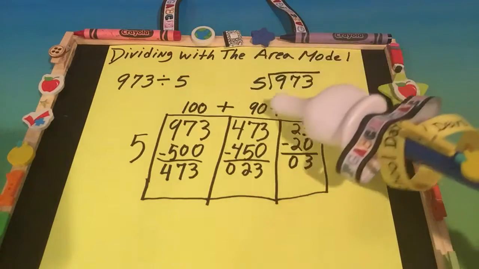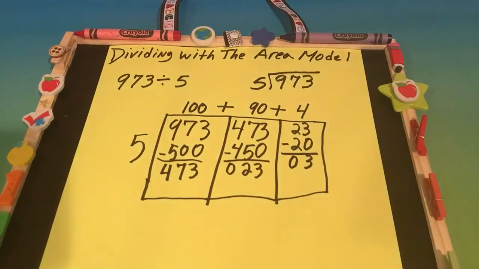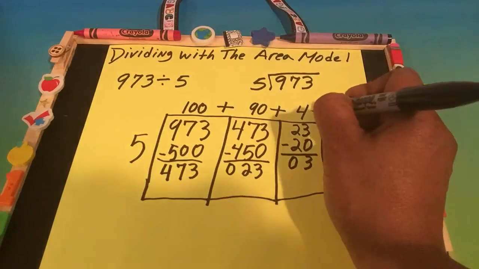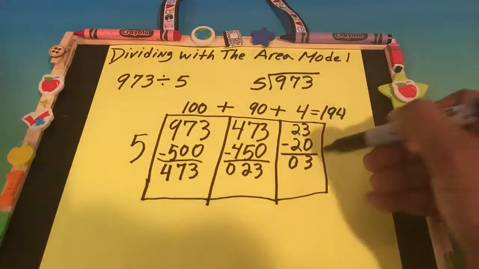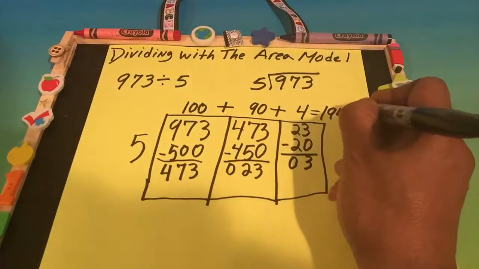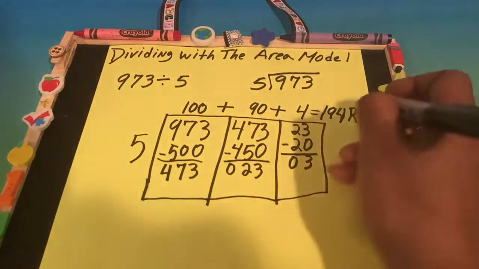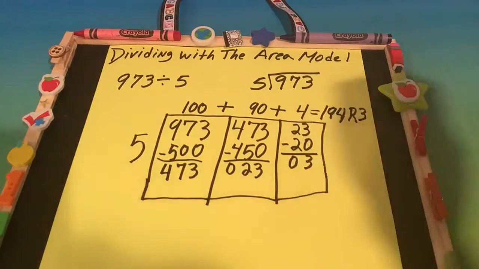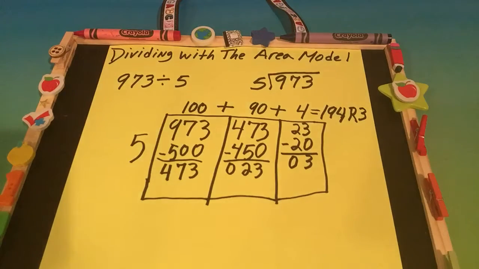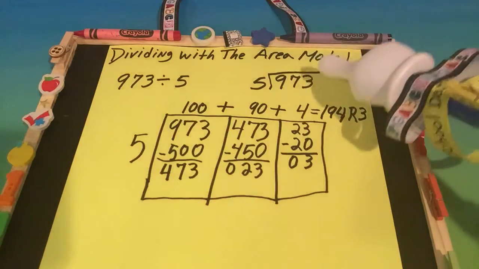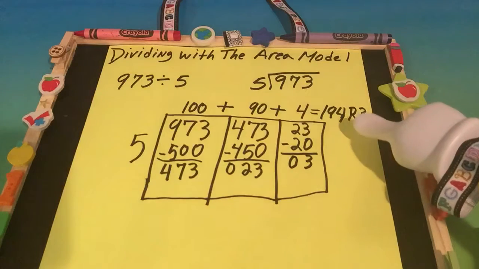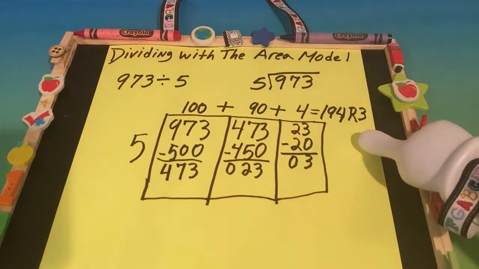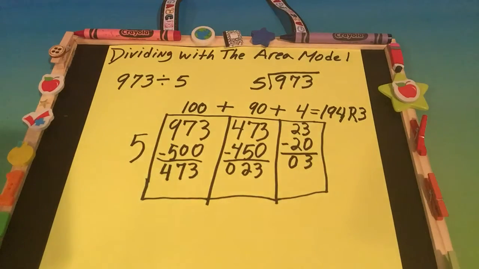100 plus 90 plus 4 equals 194, and I'll add my remainder, put the R for remainder of 3. And there you have it. 973 divided by 5 is 194, remainder 3. And that's how you divide with the area model.